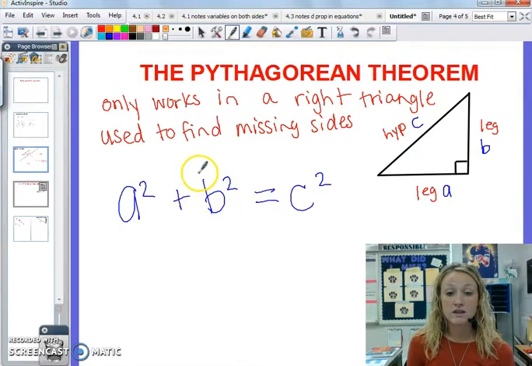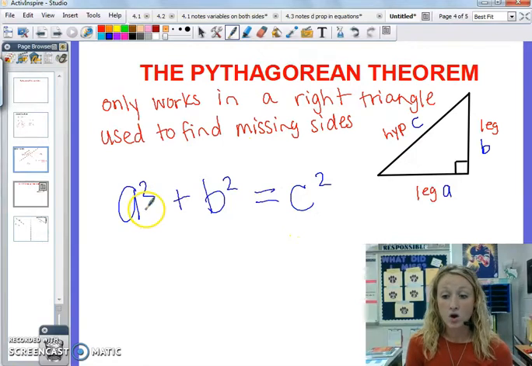So the Pythagorean theorem, the way it works is that you will be given two out of these three variables. You will substitute them into the theorem and solve for the remaining variable. So we're going to go through two examples.